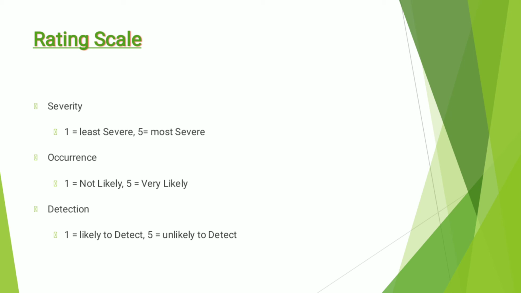Now identify the severity of this effect by asking the question again: how critical is the effect on the process or on the end user or the customer, and assign a score between 1 to 5. Here 1 is least severe and 5 is the most severe. Here we get the rating for severity.